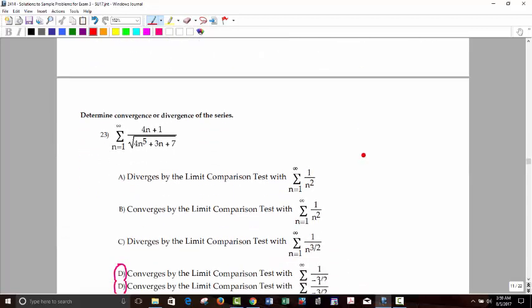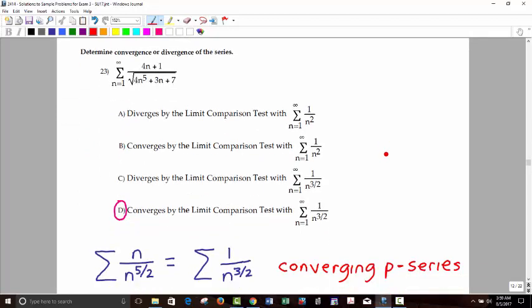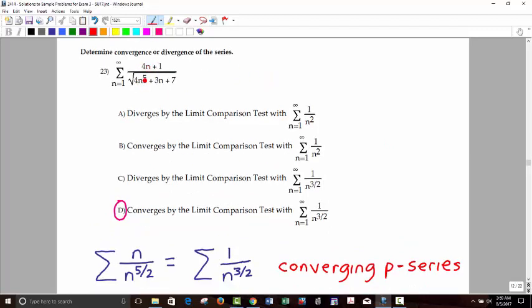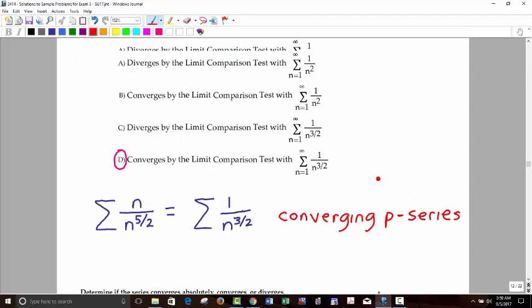Alrighty, let's take a look at this next one. Here's another one. You got to compare the exponents. Got to be real careful with this one. You don't have to worry about the coefficients here. Just look at the powers. So it's n over n to the 5/2 because of the square root. So n over n to the 5/2 is 1 over n to the 3/2.